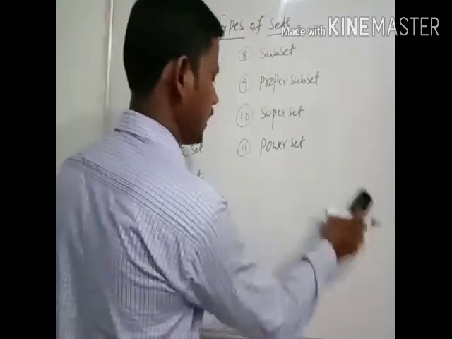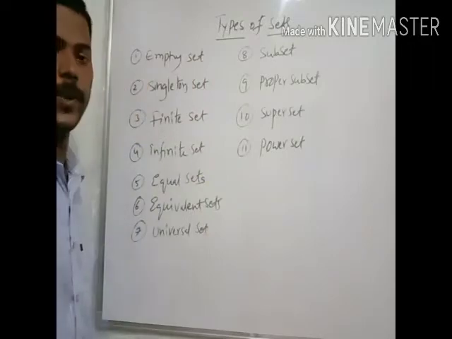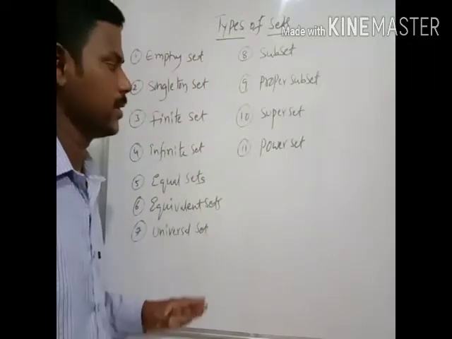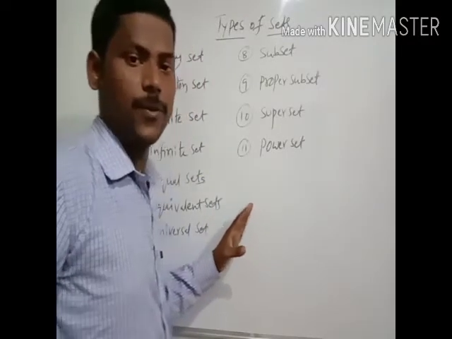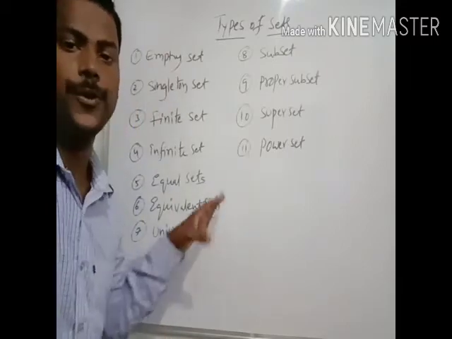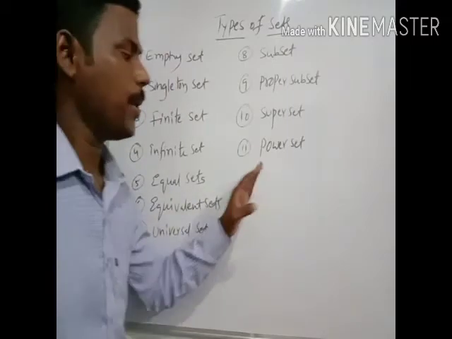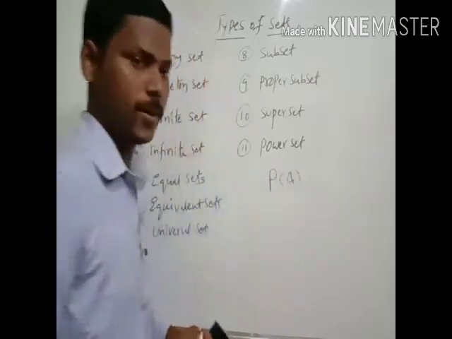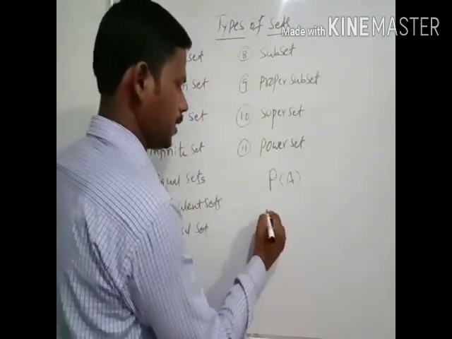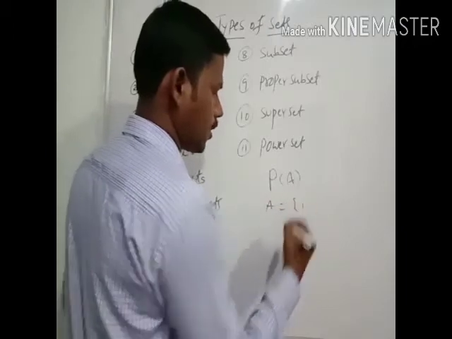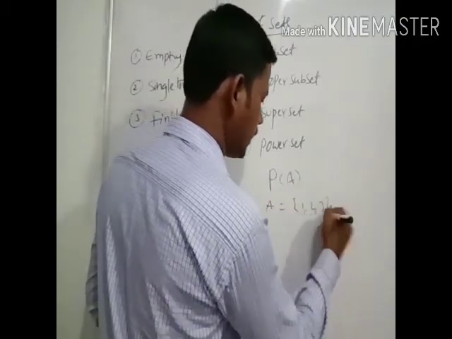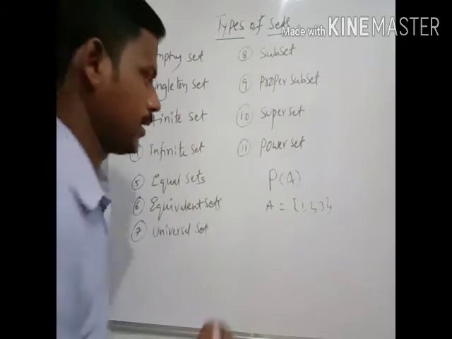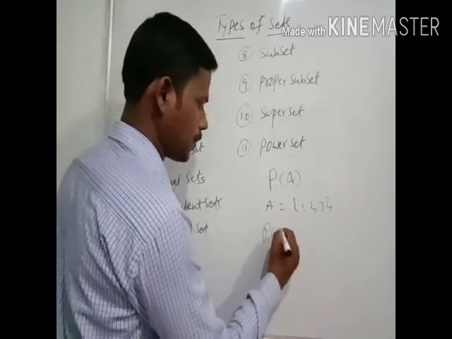Next, power set. Power set means the set of all the subsets of a particular set is called the power set. It is denoted by P of A. Example we'll see. A is equal to the counting numbers less than 4. A equals {1, 2, 3}. Then write all the subsets of A.